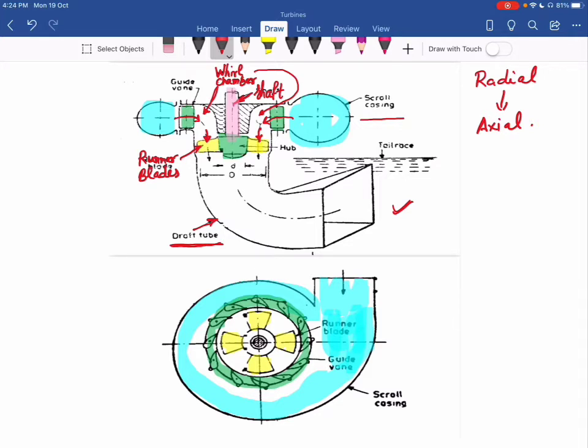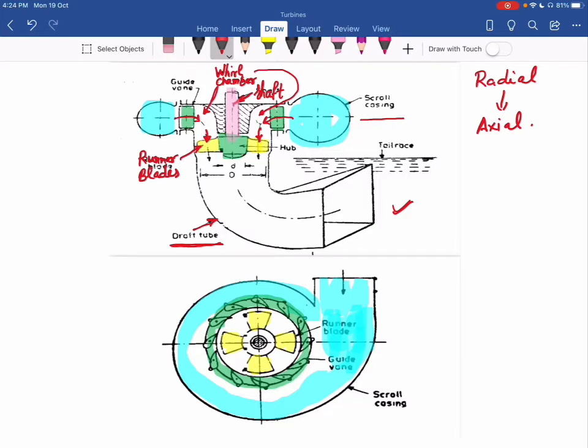Now the runner blades are usually made from stainless steel, and they are directly attached to the hub. There is no bend like that in the case of the Francis turbine. They are almost straight. This straightness eliminates the frictional losses of the turbine. Due to this factor also, this turbine is highly efficient.